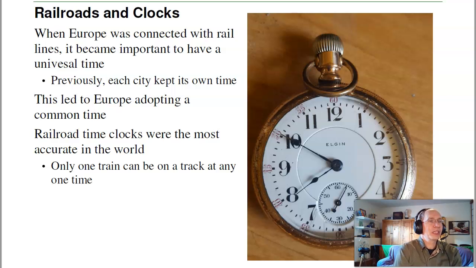The railroad time is actually what led Europe to adopting a common time, basically because you needed to keep track of what time it was, what time the trains were going to be on the tracks, when they would get to the city, and everybody has to be on the same time for this to work.